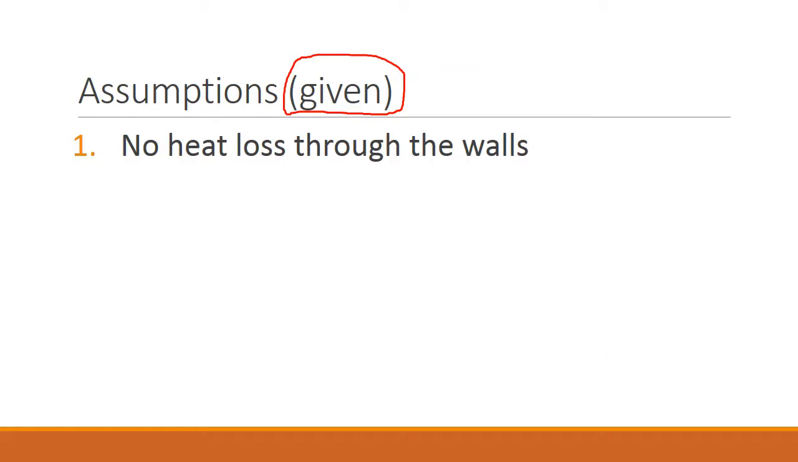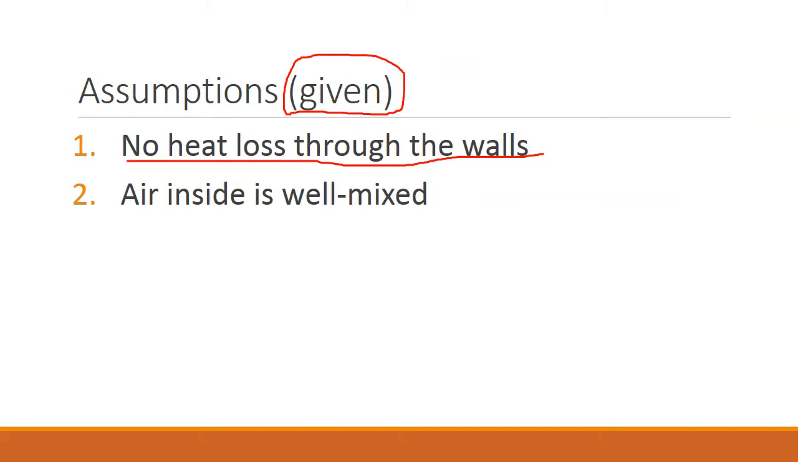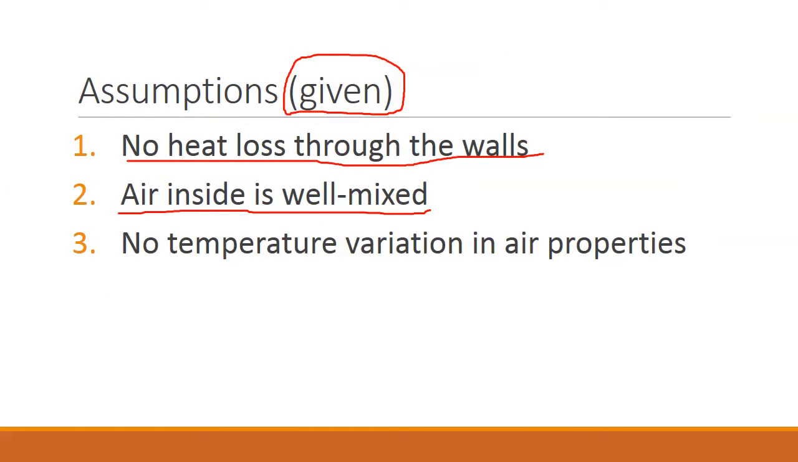So for example, we are saying no heat loss through the walls. Then air inside is well mixed, so there is only one temperature in the room, and there is no temperature variation in air properties. For example, the specific heat or density can vary with temperature, but we are ignoring these variations, and this is given to us.